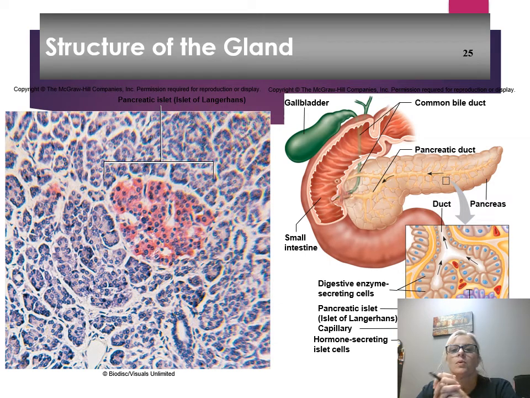All right, so the hormone secreting cells of the pancreas are grouped into clusters. And you can see this pretty well on this one right here. We've got a pancreatic islet, or islet of Langerhans. These are closely associated with blood vessels, so they're near blood vessels. Other pancreatic cells secrete digestive enzymes into ducts.